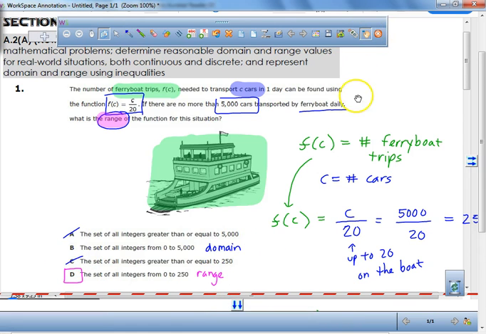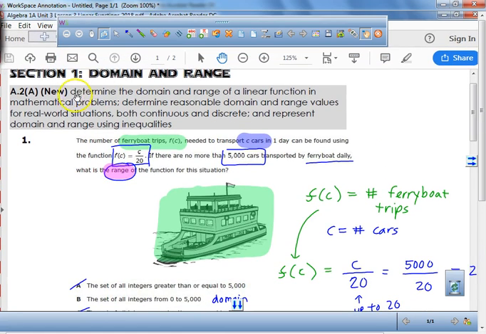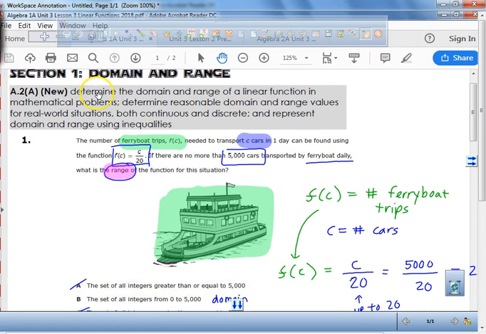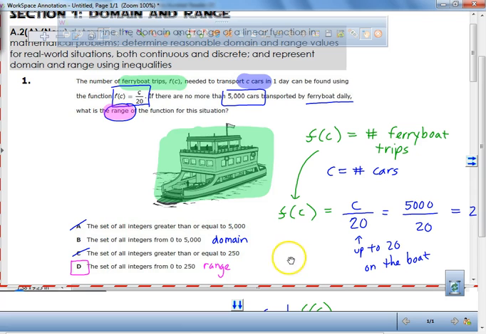By the way, this is the student expectation you're expected to know. It says: determine the domain and range of a linear function in mathematical problems. Determine reasonable domain and range values in real-world situations. So this was a real-world situation where you had to figure out the range.